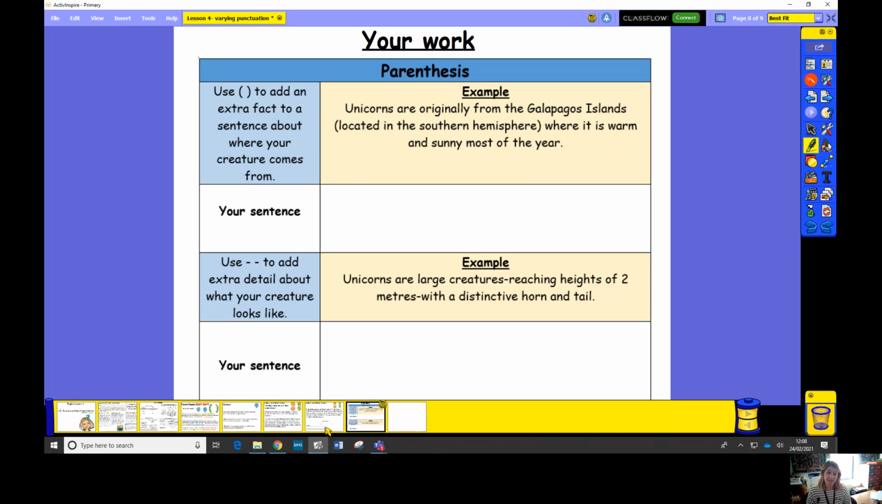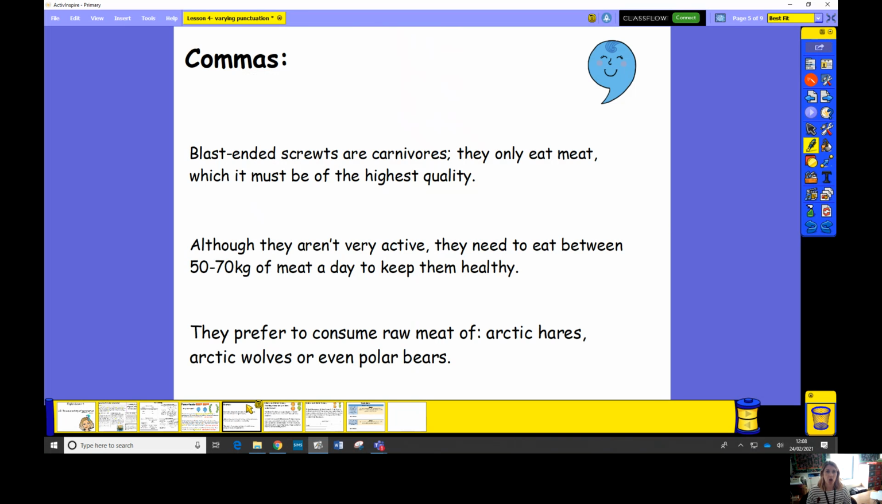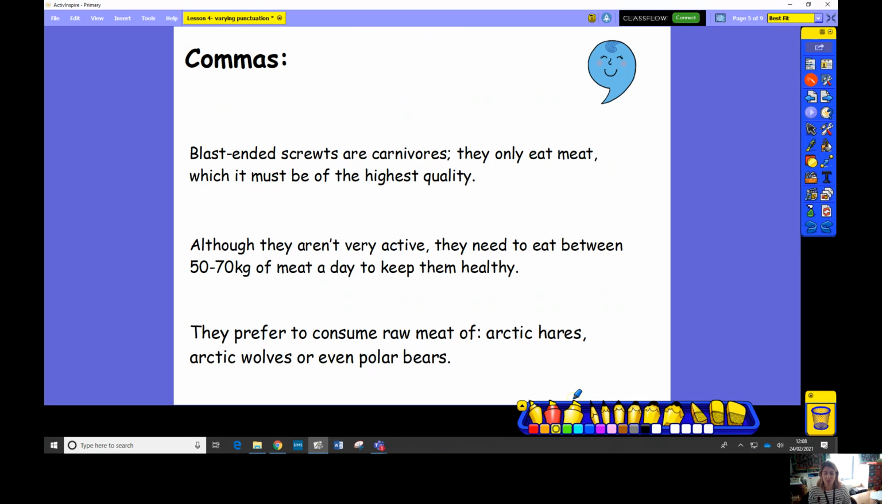Once you've completed your parentheses section, you've then got a commas section. So we're going to look at commas now. Now then, commas are something we've spoken about all year, and we've been doing them a lot. Okay, so we're going to look at these. So blast squirts are carnivores. They only eat meat which must be of the highest quality.